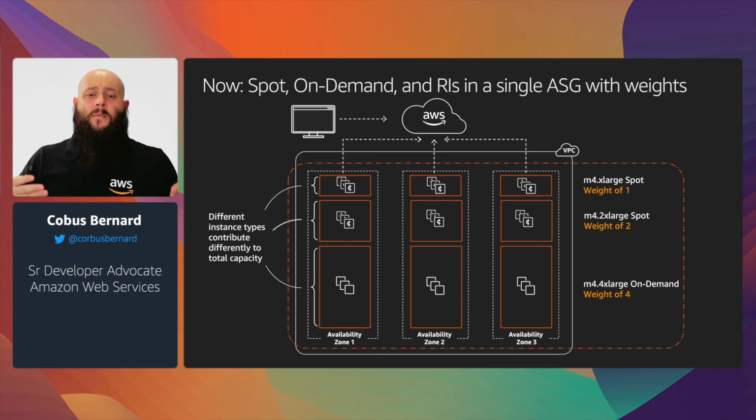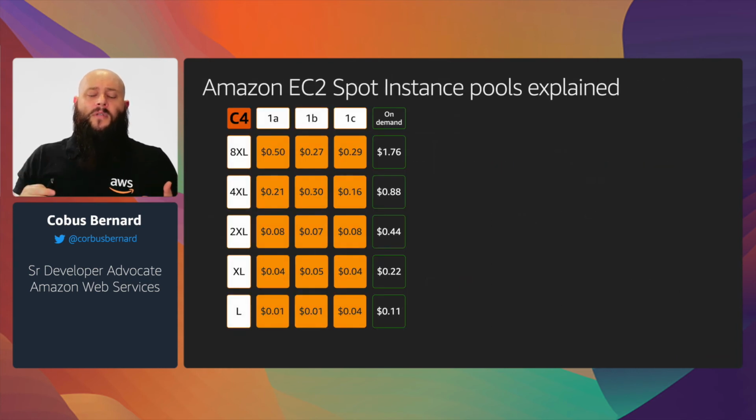So if there isn't capacity available for the M4 extra large, we can make use of, let's say, the M4 4X large, but that will count as 4 towards the desired capacity for our auto-scaling groups that we're going to be dealing with. Just quickly to show how we use that in configuration, we're going to take that same instance pool that we used previously, but now we're going to add the weighting to it.